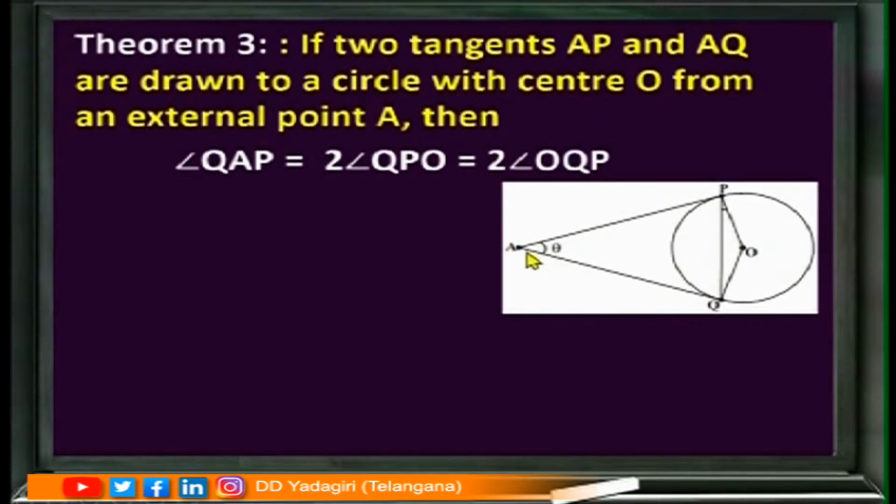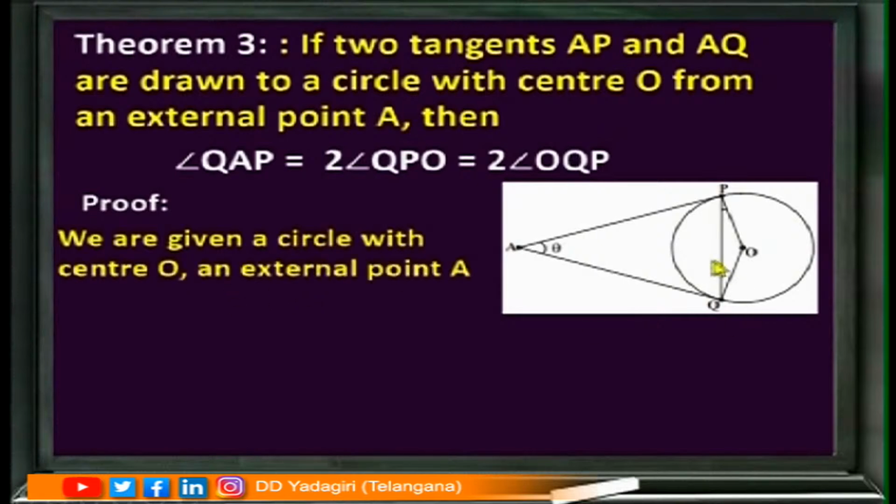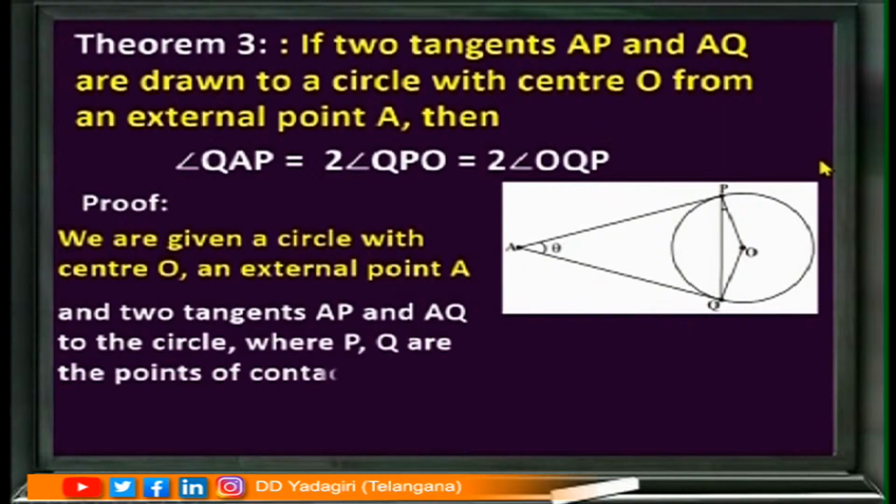If two tangents, observe here, AP and AQ both are tangents drawn from an external point, and we know that AP and AQ are equal because two tangents drawn from an external point are always equal. So, angle theta is the angle PAQ. Let us prove this. We are given a circle with center O, an external point A, and two tangents AP and AQ to the circle where P and Q are the points of contact.